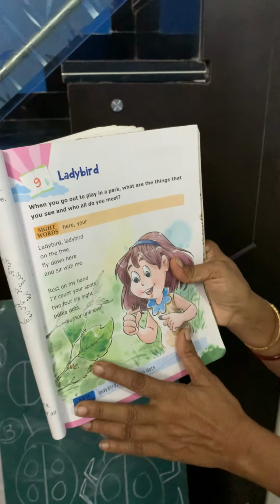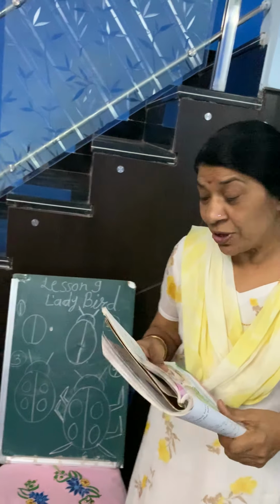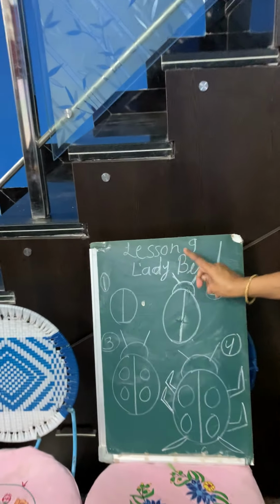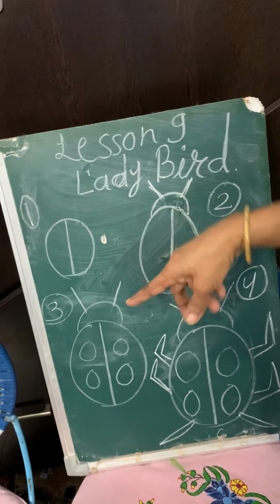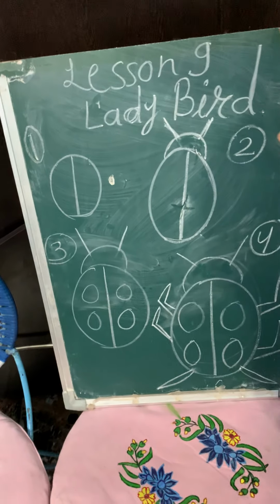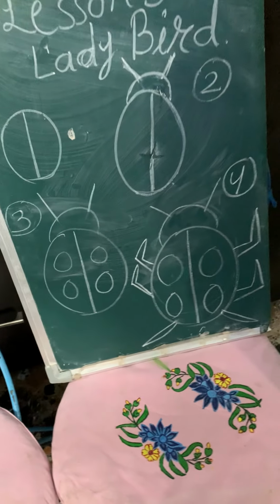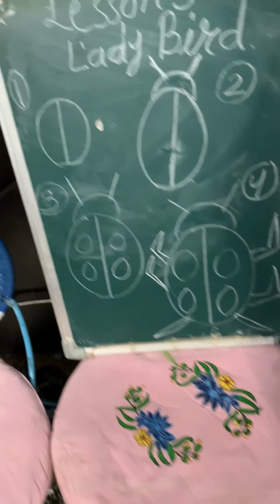Okay, very nice poem it is. I hope all of you enjoyed the poem. And what is the homework today? Today the homework is you have to draw the picture of the ladybird step by step. First step, then second step, then third step, and last is fourth step.